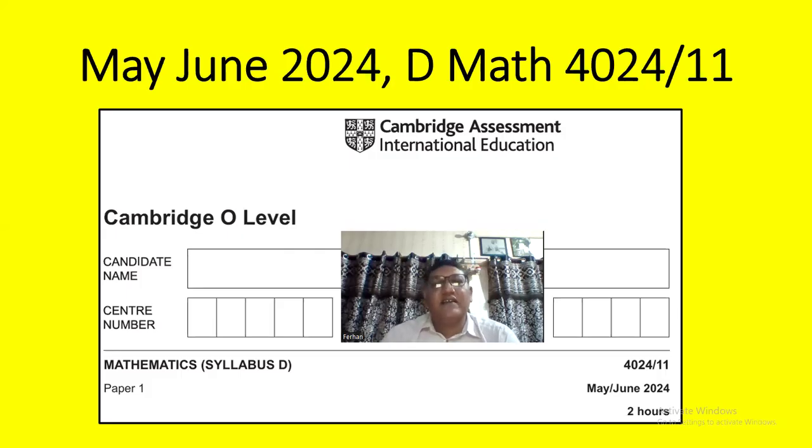Subject is Cambridge O Levels D Maths. The code for this subject is 4024. Today we have set our heart to solve a paper 1, and for this purpose we have selected the May-June 2024 1-1 paper. In this video, I'm going to present you the solution of this paper. I hope that you will learn from this video, and this video will be very helpful to you. So let's start today's paper. So here we go.